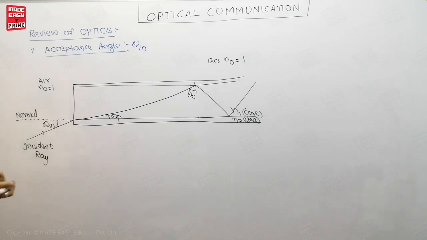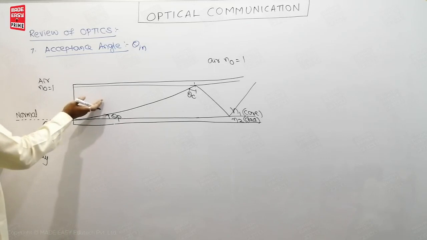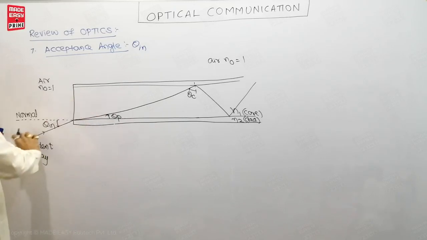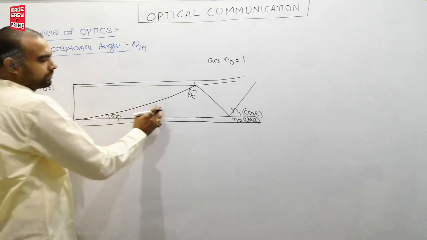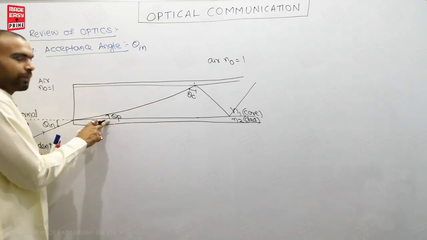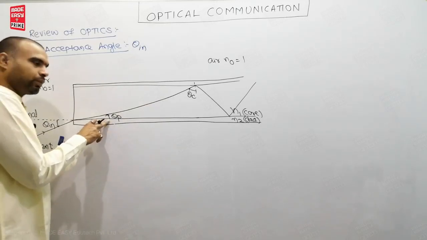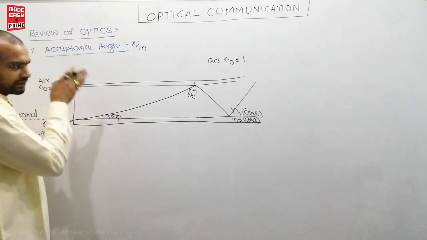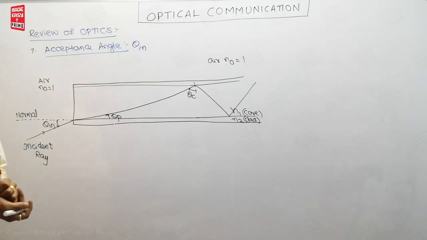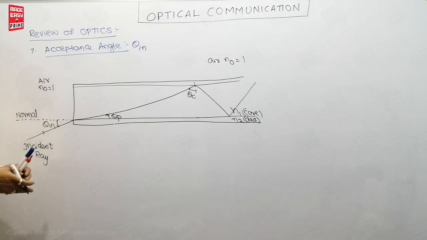So don't get confused. Light is incident from the rarer to the denser medium. Light is moving into the fiber, so it is moving towards the normal. This angle is called the critical propagation angle. With that propagation angle only, the light is going to pass into the fiber. The amount of light that is allowed to pass into a fiber is called the acceptance angle.